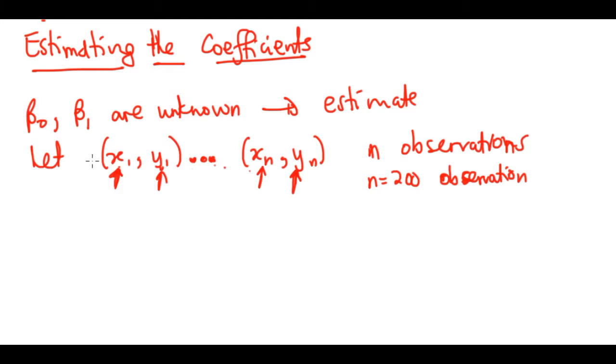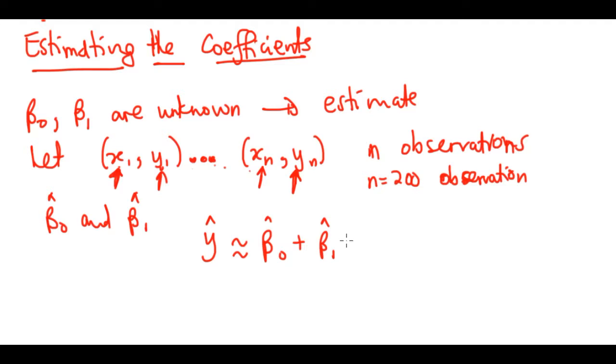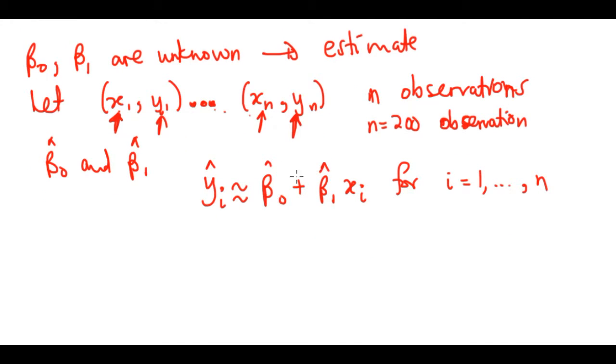So the goal is to obtain beta naught and beta 1 as estimates such that the linear model fits the available data very well. That is our goal, right? So what we're trying to do is come up with beta naught and beta 1 such that it's something like this, for xi for i equal to 1 up to n. Mathematically, this is what we're trying to do.